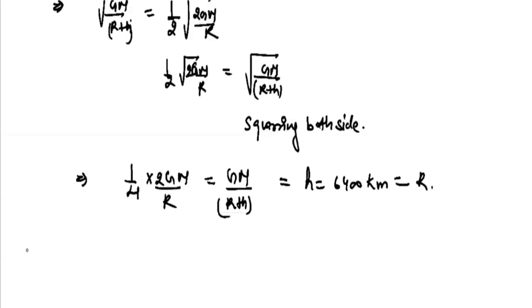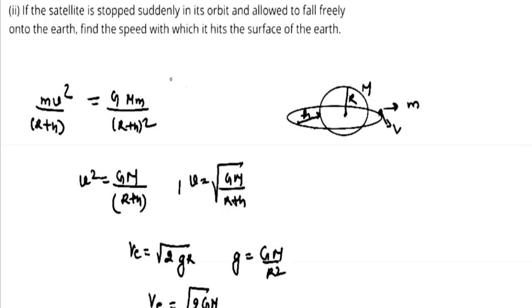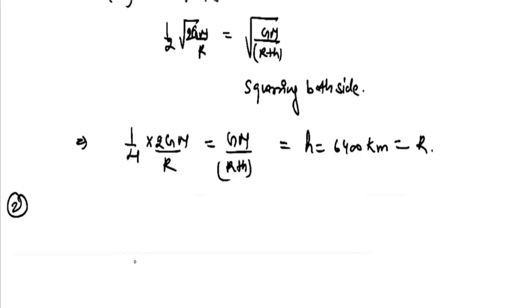So now let us solve the second part. The second part says when the satellite stops suddenly in its orbit and is allowed to fall free onto the earth, then what is the speed with which it hits the surface? Now let us consider again that this is the earth and this is the orbit of the satellite.